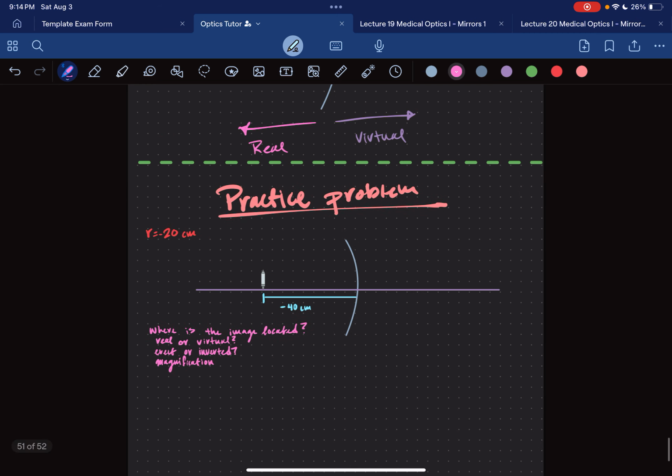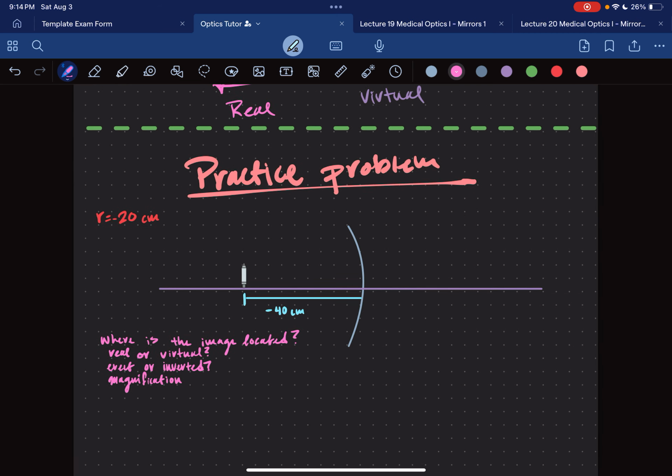Sue me. Anyways, we have a concave mirror with a radius of curvature of negative 20. So it's going to be somewhere over here.